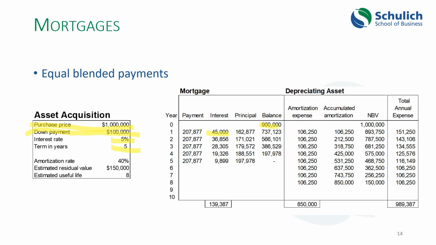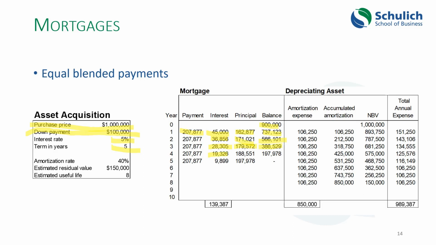And that means that there is 162,000 of the $207,000 payment left over to be applied against the principal, leaving us with that balance. The 5% interest on that is 36. That means that there is more left over to pay down the balance. So we're down to 566. The next year, the interest on 566 is lower than the year before, leaving us more to pay off the principal, bringing the principal down to 386,000.